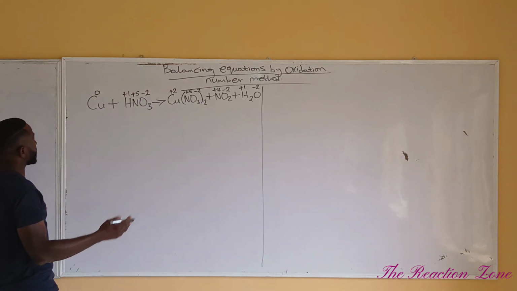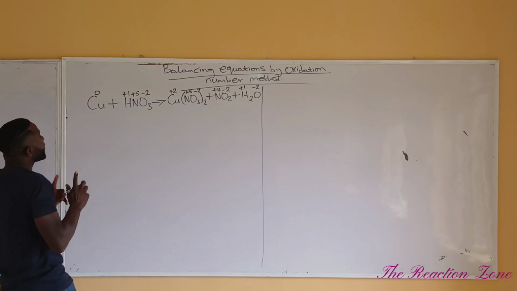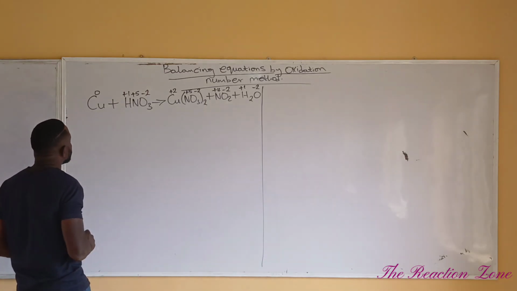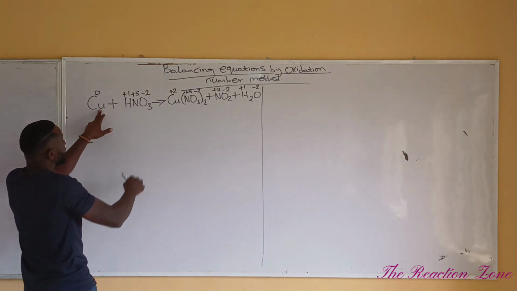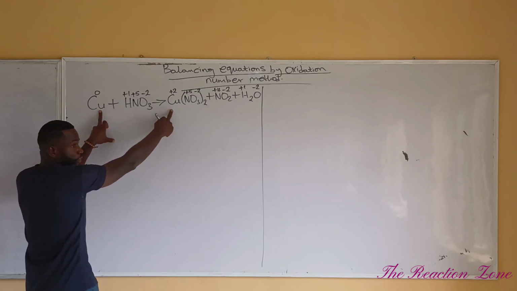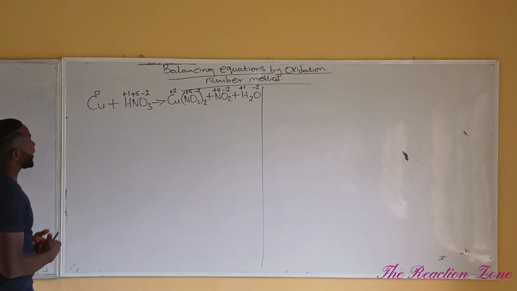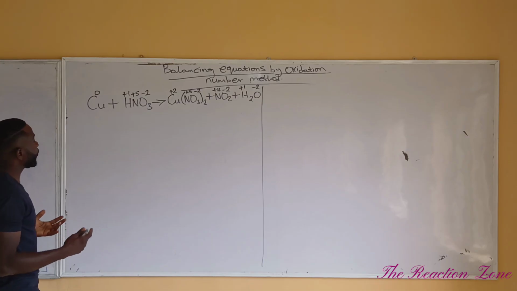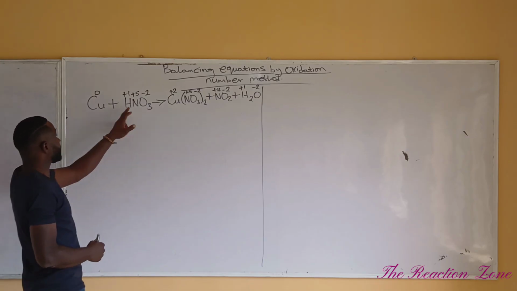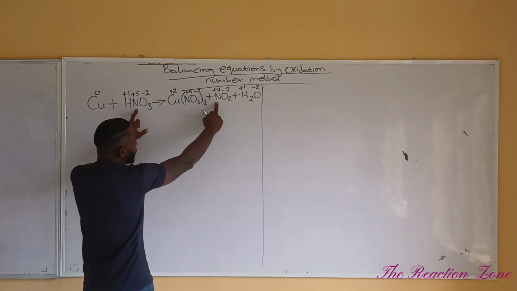Now, when you look at this clearly, you discover that there is an increase in the oxidation number of copper from 0 here to +2. You will also observe that there is a decrease in the oxidation number of nitrogen from +5 to +4.